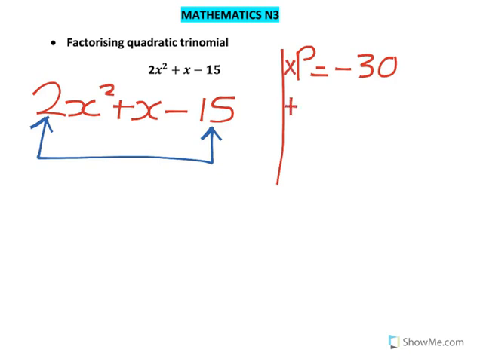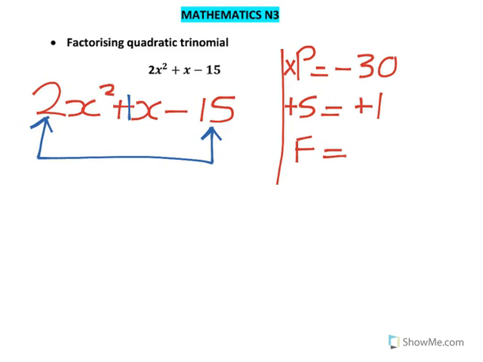And what about my sum? To get my sum is the number that is at the center, and you can see the number at the center is just an x. It means it's a positive 1 there. So you say plus 1. Now I'm looking for two numbers. What are those factors? Two numbers which when I multiply them, I get minus 30. When I add them, sum, I get a positive 1.